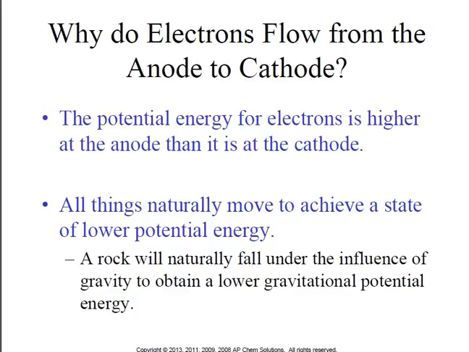Why do they do that? It's the same reason a ball rolls down a hill. Electrons flow from the anode to the cathode, the same reason a ball rolls down a hill. The potential energy for electrons is higher at the anode and lower at the cathode, and all things naturally move to a lower potential energy. So you can imagine the anode at the top of the hill, the cathode at the bottom of the hill. So the electrons are just rolling down to the cathode.